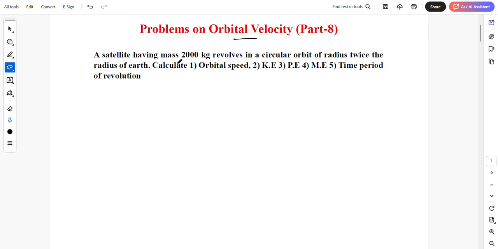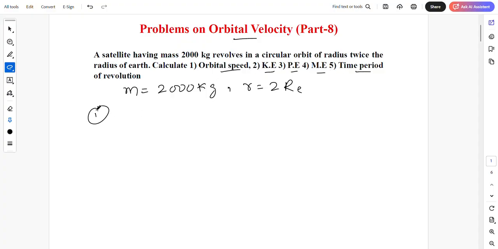It is saying a satellite having mass 2000 kg. m is equal to 2000 kg. It revolves in a circular orbit of radius twice the radius of Earth. R is equal to 2RE. You are supposed to calculate the orbital speed, kinetic energy, potential energy, mechanical energy, and time period of revolution.